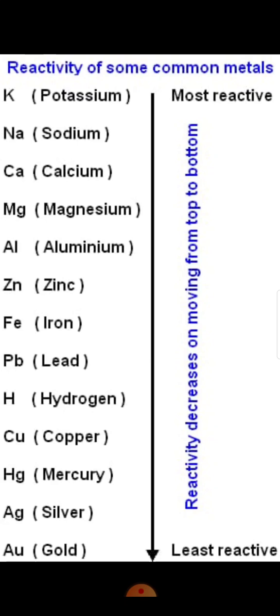Here when we read this reactivity series, one thing we should know is that hydrogen, which is not a metal, is included in the series, and that is because like metal, hydrogen can also lose electron to form positive ion. So because of this property of hydrogen, it is placed in the reactivity series of metal.